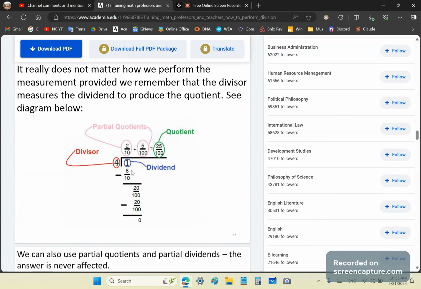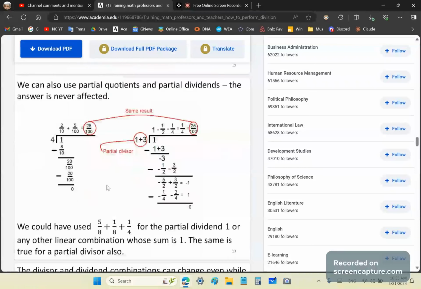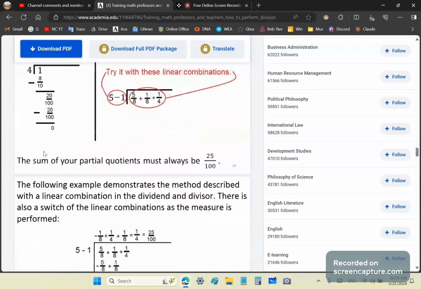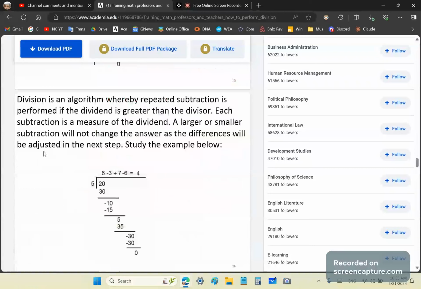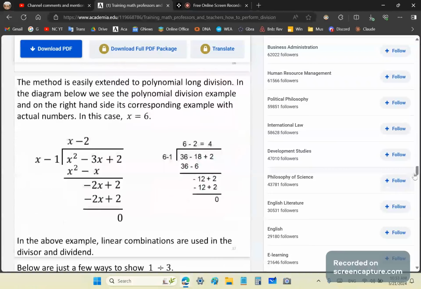I could have split this dividend up also into partial dividends if I wanted to. I could have said 1/3 plus 2/3. Doesn't matter what you put in here as long as the answer is the same. It's a measure and it terminates, because division is a finite measure. Nothing goes on forever. I explained the process to you in numerous other slides, and I also show you how this applies to polynomial long division, and why you're able to do the things that you're able to do there.